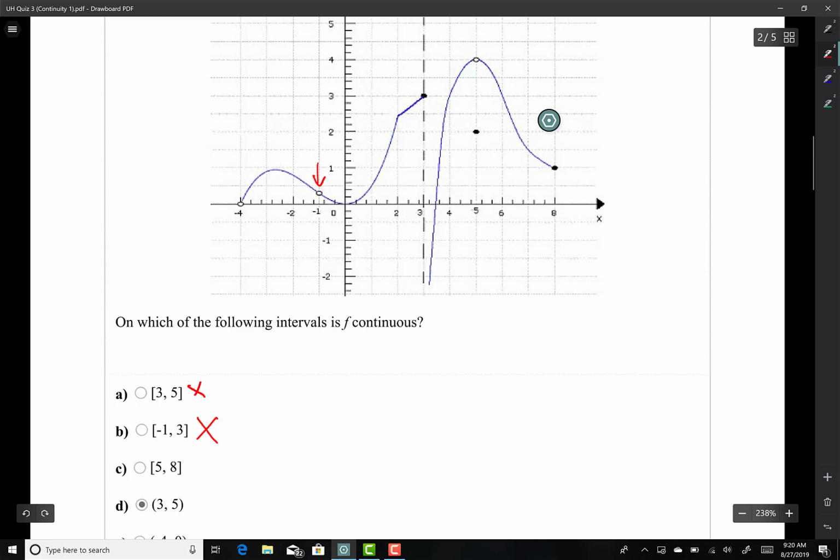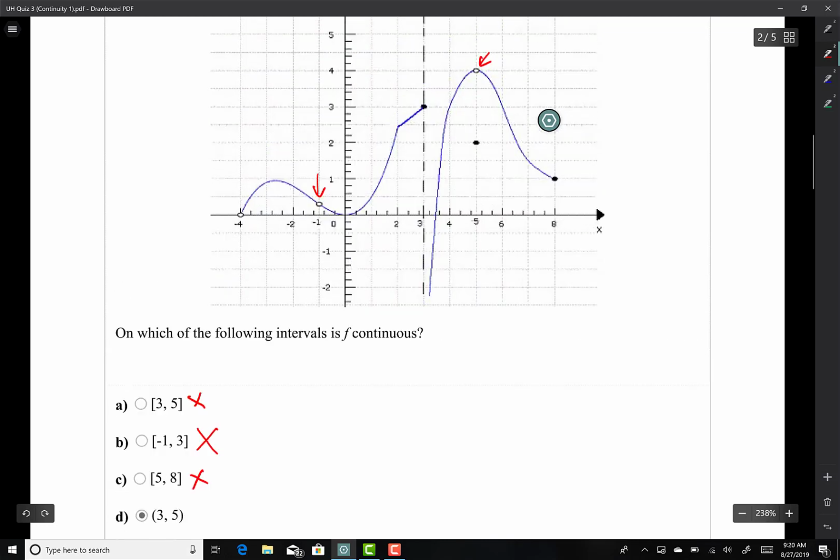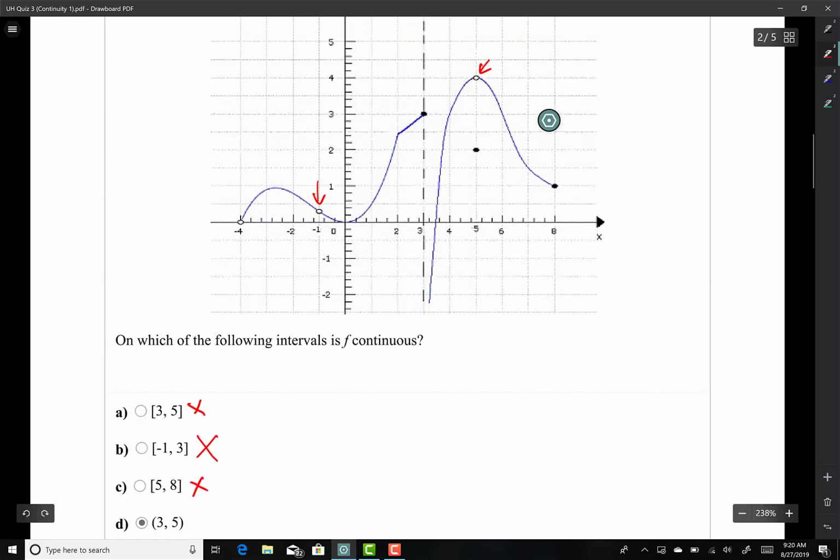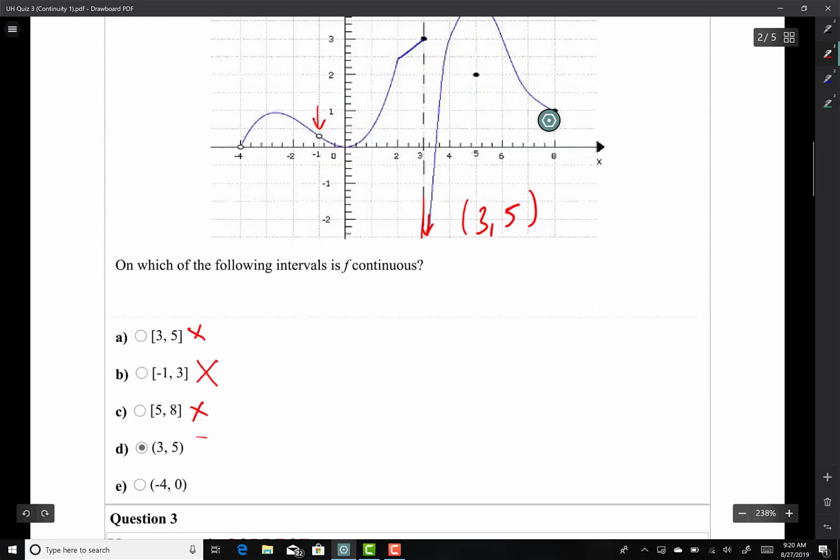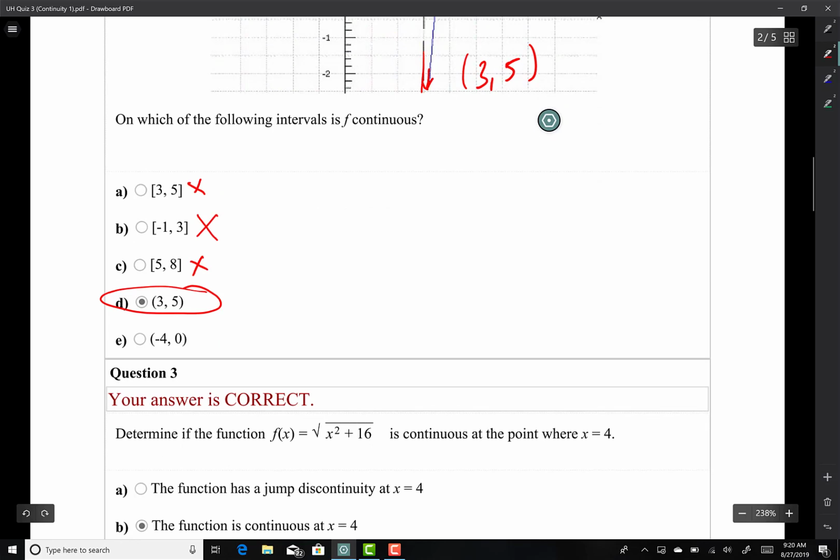5 to 8, the 5 has to be a parenthesis, sorry, because there's a removable there. And you have a bracket, so that one's done. And then 3 to 5, parenthesis, yeah, because you'll never reach the 3 here. This goes down forever. So that is correct. You're continuous from 3 to 5, not including 3, not including 5. So that's your answer. All right, next one, guys.